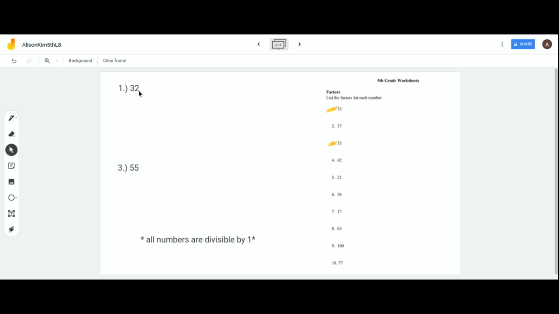Number 1 gives us 32. As I said right down here, all numbers are divisible by 1. That is the number 1 thing that you have to remember. So we already know that 32 is divisible by 1, so it's going to be 1 and what? 32, of course, right? Because 1 times the number equals the number. Now, let's try to find the other factors. So we're going to go up from 1, okay?